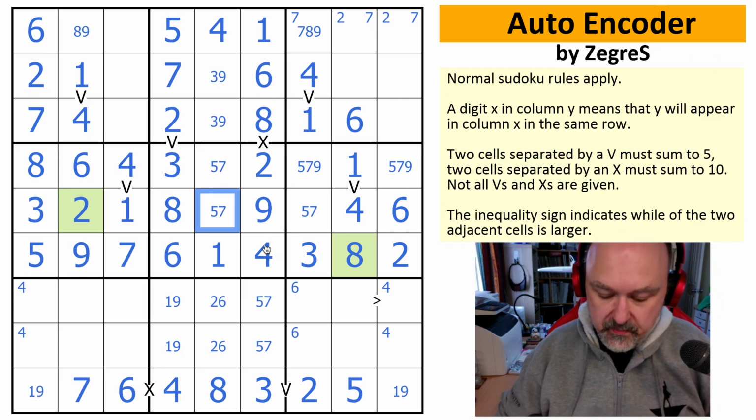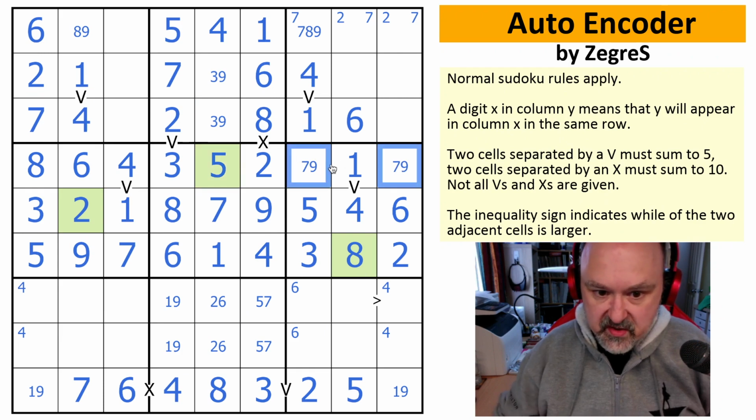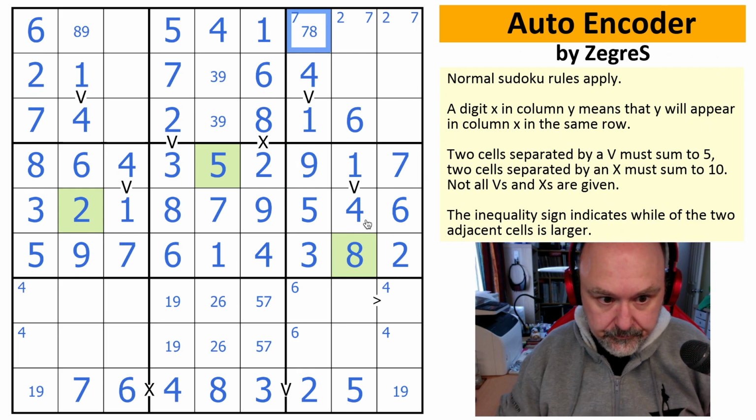So this cannot be a 5, it must be a 7, and this must be a 5. That means this is a 5, and this becomes a self-referential digit. Then we end up with a 7, 9, and again, we've got the same situation. We've got a 5, which is a self-referential digit. These can no longer be self-referential, so that has to be 7, that has to be 9, taking 9 out of the top.